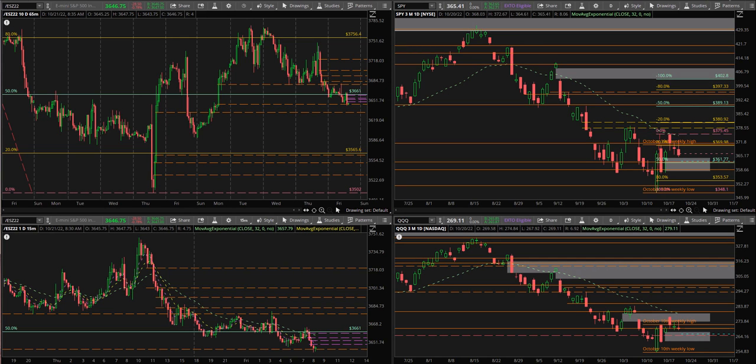I know that ICT mentions adding lipstick to the charts in order for them to make a little more sense. So my moving averages are my lipstick on the 15-minute chart, and that just helps me keep my bearing as far as how price is trending and when likely swings might take place when we have a displacement or a change in market structure.